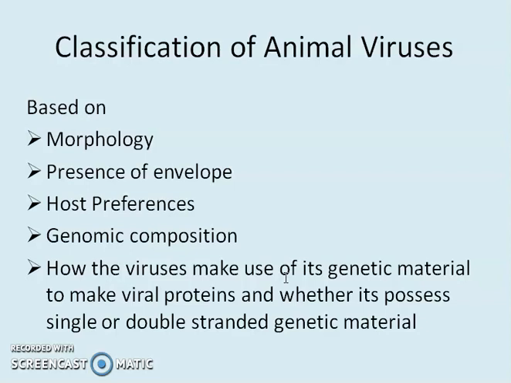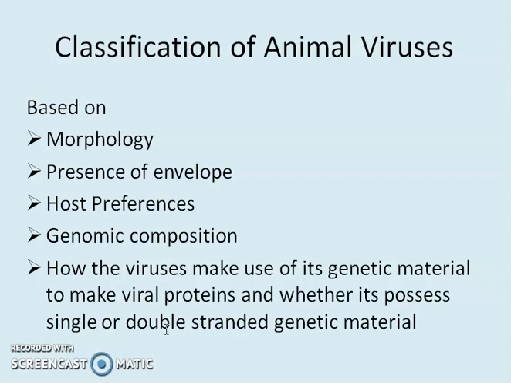Once they enter the host cell, they take up the host cell machinery to make their own proteins. They have only genetic material. By using this genetic material and all the enzymes of the host cell, they synthesize their own proteins and produce viral components. These viral components assemble together to form mature virions, the infectious virus particles. That is how they multiply in animal cells. We will see the multiplication of viruses in detail, but this is the way in which they multiply.